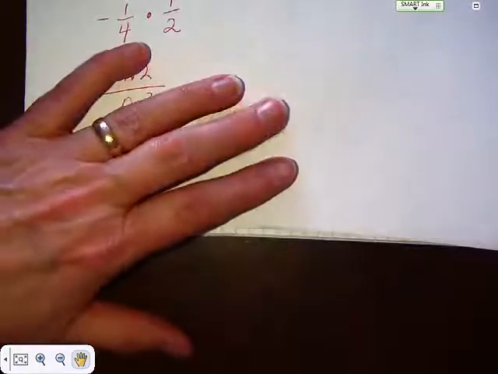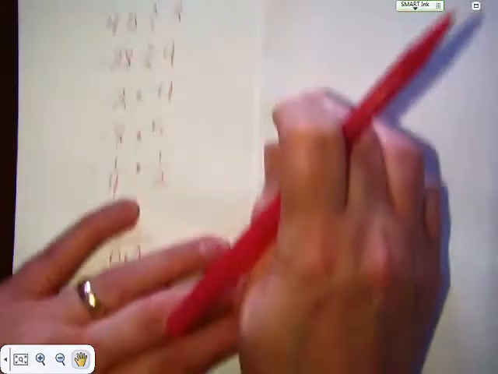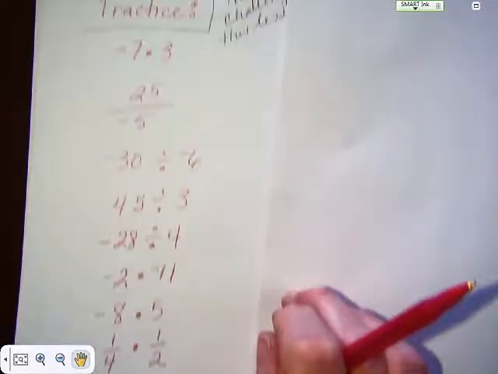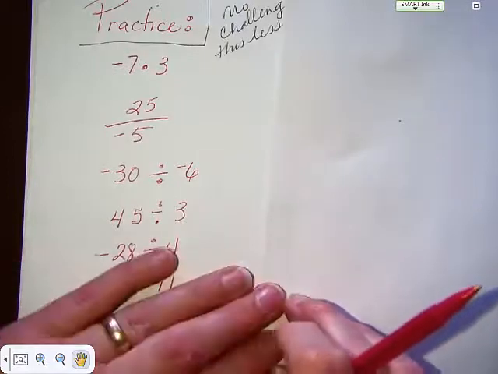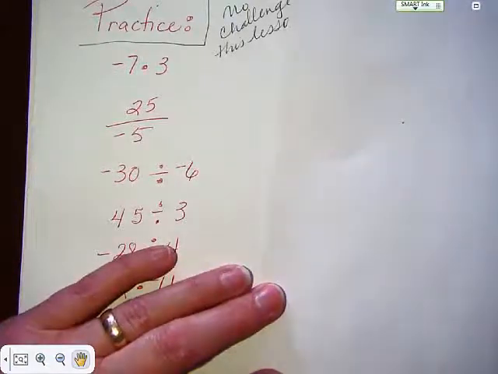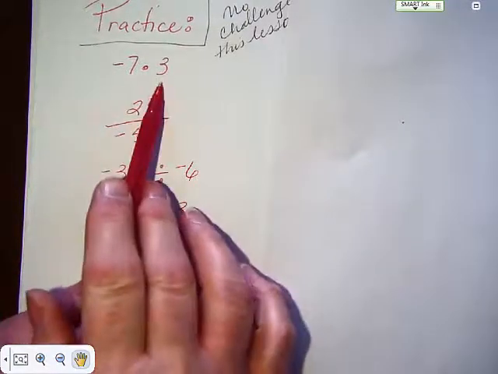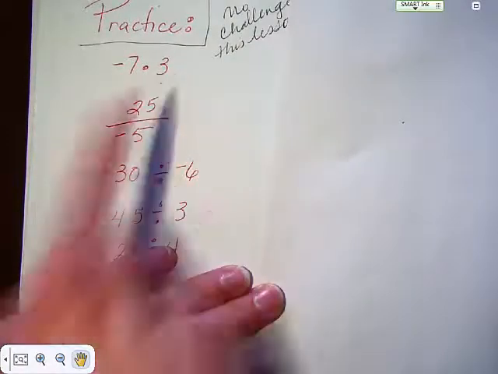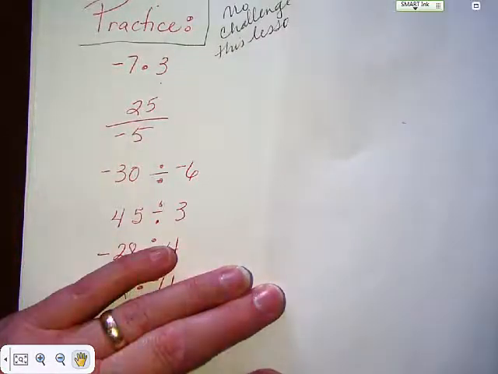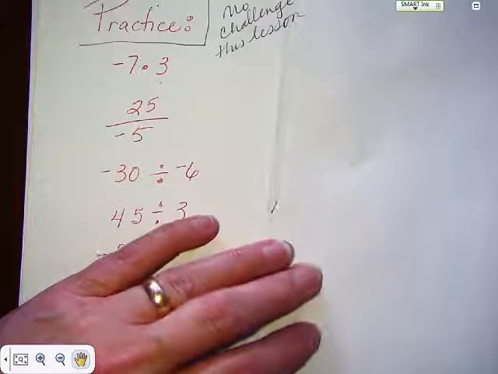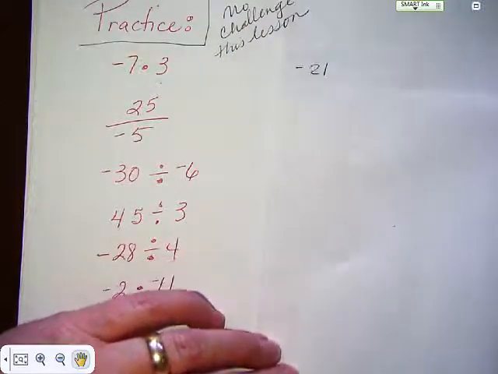Okay, now, this is pretty short. We are going to see if we can do these and practice those rules. Got to practice those rules. Ready? Okay, a negative 7 times a positive 3. A negative times a positive will give you a negative. The answer, you say, is a negative 21.